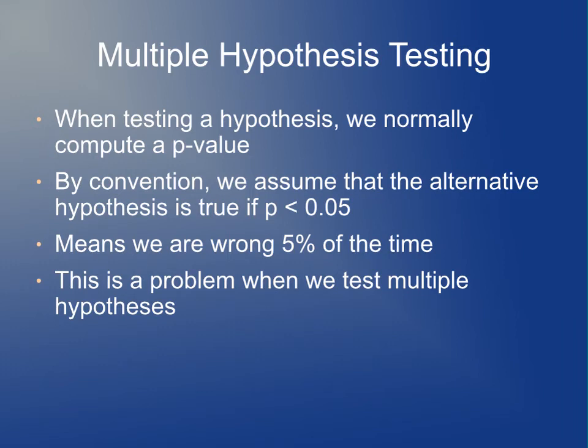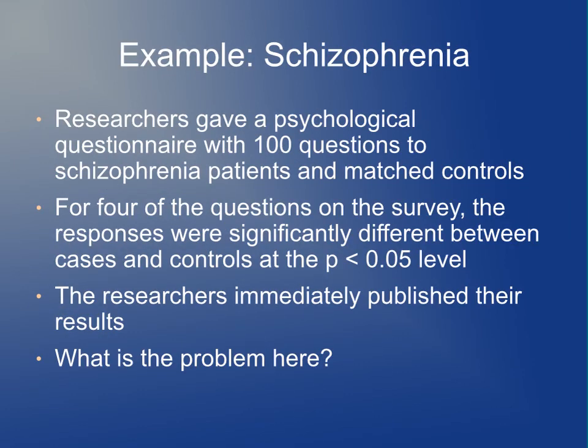By convention, if your p-value is less than 0.05, then you say that your findings are statistically significant and that there really is a difference between the treatment and the control group. The problem with that is it means that we're wrong about 5% of the time. If you're only looking at one particular thing, that may not be a big deal, but it's a much bigger problem when you're testing multiple hypotheses. A famous example of this in the psychological literature is an early study on schizophrenia.